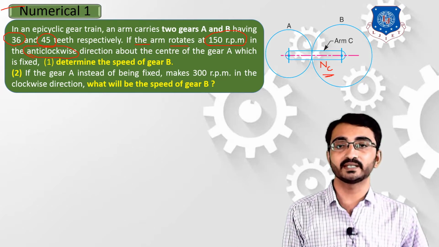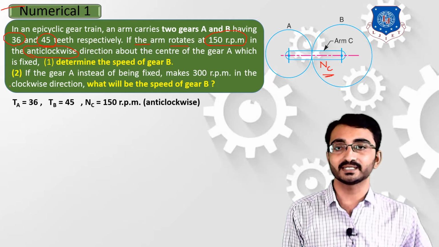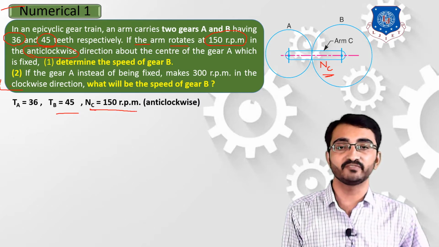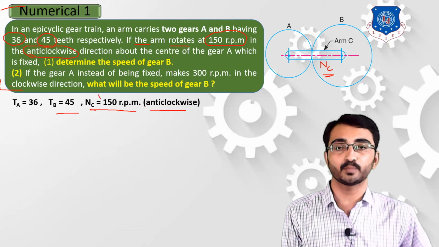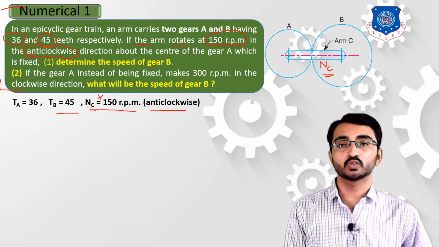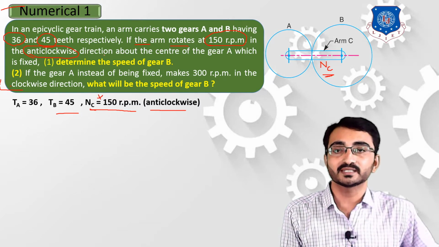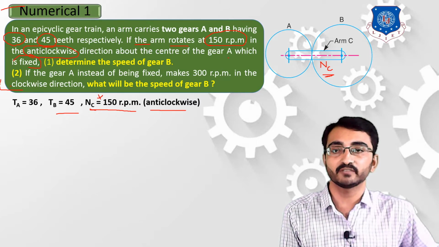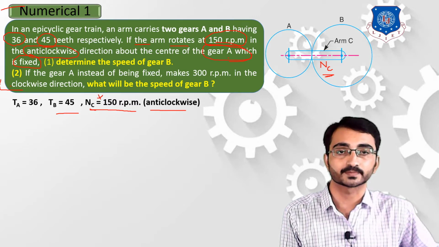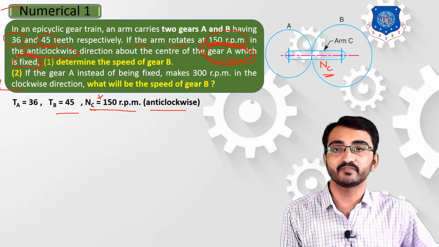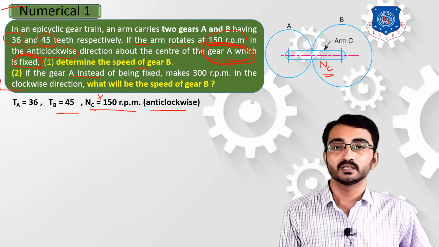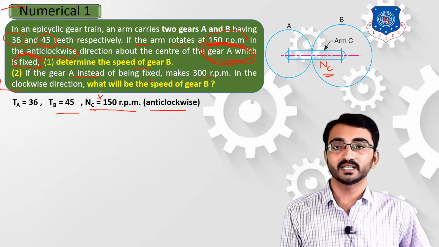So we can simplify this data: number of teeth on gear A is 36, number of teeth on gear B is 45, and speed of arm C, that is NC, is equal to plus 150 RPM anti-clockwise. That's why we have considered a positive sign. Now to solve this numerical, what do we have to find out? They have asked about the center of gear A, which is fixed. The first condition is that gear A is fixed and we have to determine the speed of gear B. The second condition is that gear A, instead of being fixed, is making 300 RPM in clockwise direction, and again we have to find the speed of gear B.